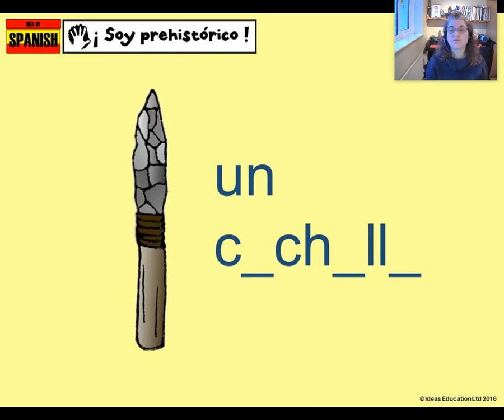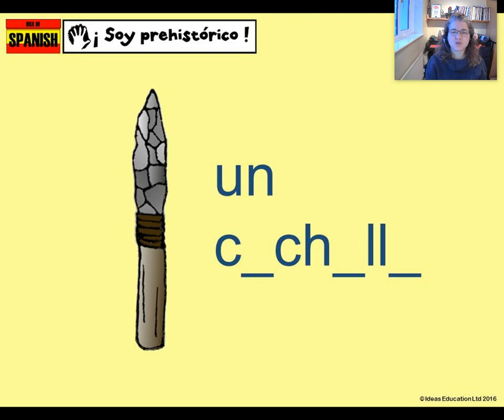Oh, this has got 3 vowels missing. Even more careful listening. Here it is. Un cuchillo. Un cuchillo. So 3 vowels missing from this one.